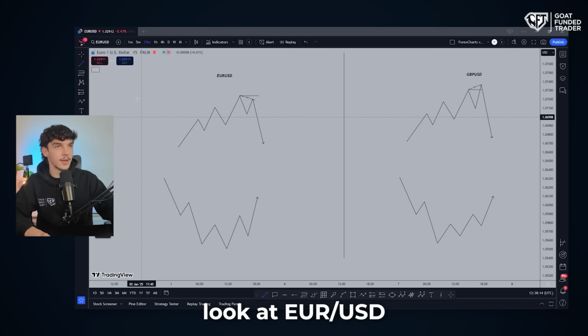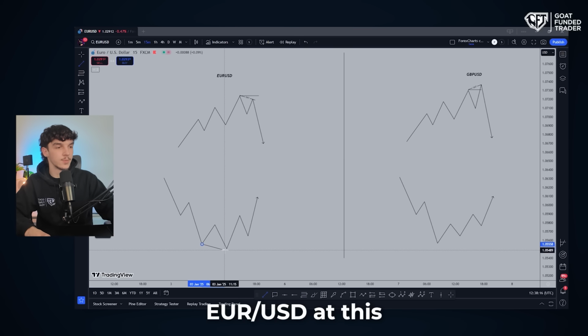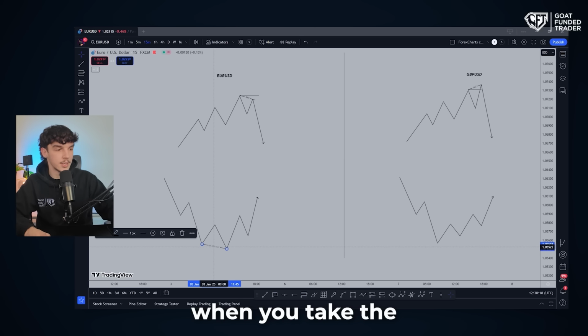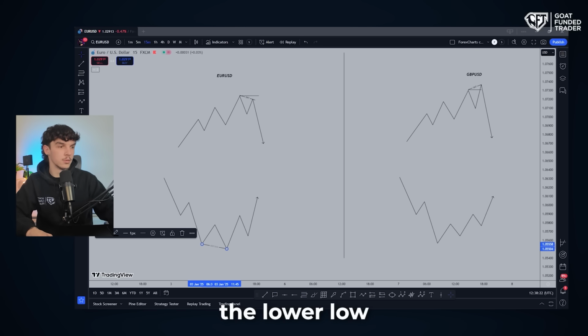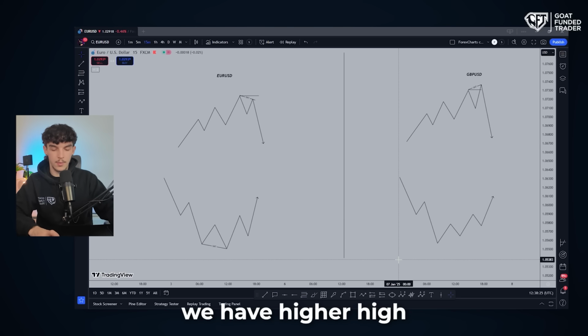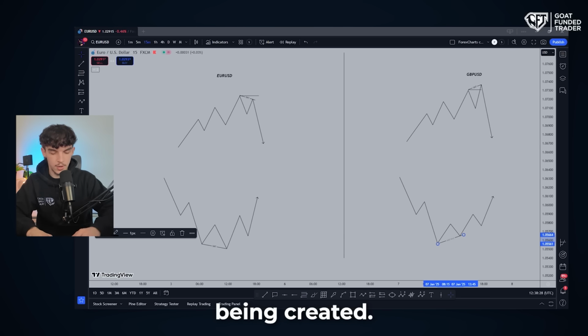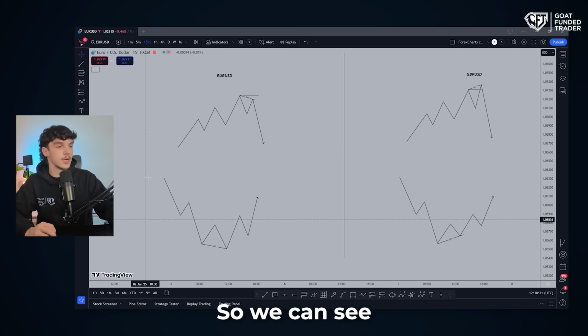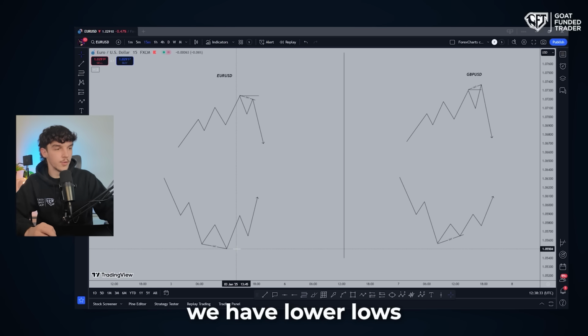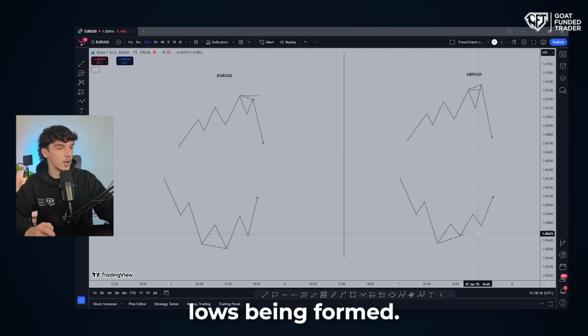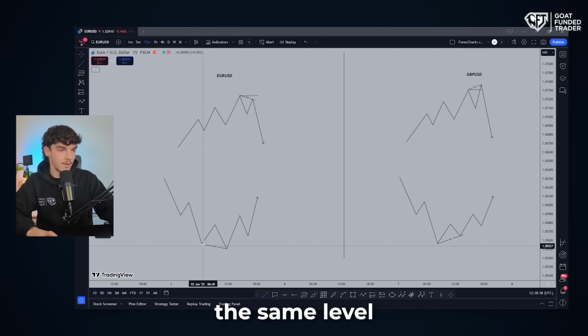So we're going to look at Euro USD and see that at this point of interest it is creating a smart money technique, a potential lower low on this one. And then we have higher lows being created, so we're going to get the smart money technique there as well. We can see that on EU we have lower lows being formed, but on GU we have higher lows being formed. And this is, again, the same level of liquidity. We have a liquidity sweep here, and then we don't have a liquidity sweep here because it wasn't necessary.